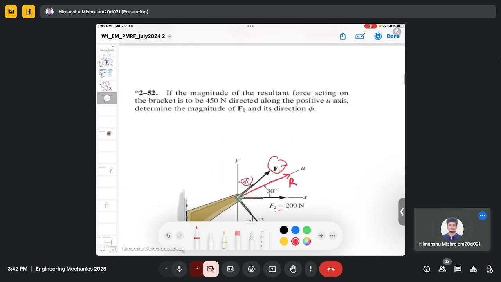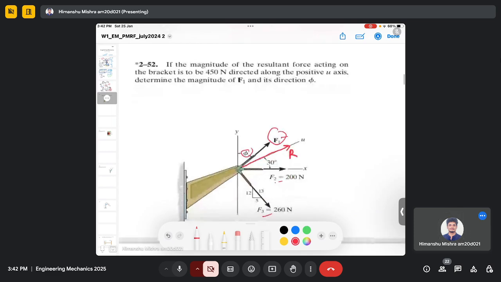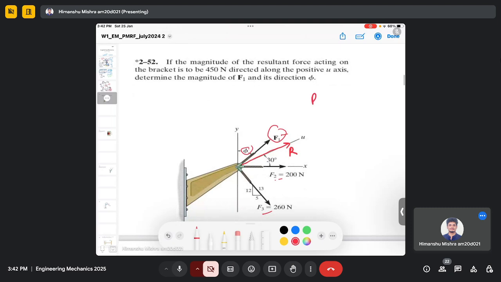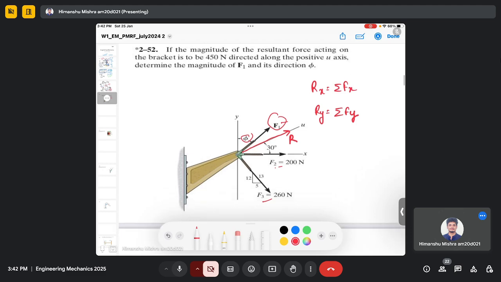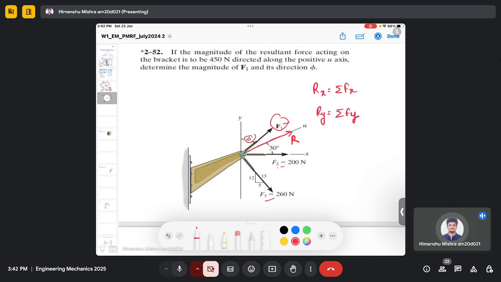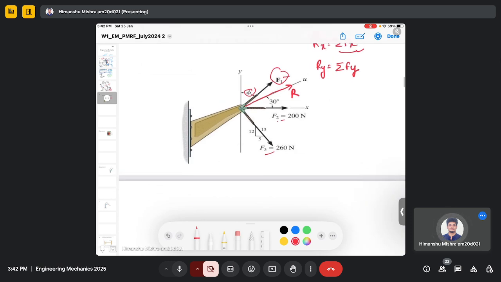So what we have learned until now is that the resultant force in the x direction is the summation of all the forces in the x direction. Similarly, the resultant force in the y direction is the summation of all the forces in the y direction. So in order to calculate Rx and Ry, we need to define all the forces in the x direction as well as in the y direction. So let's consider force F1 here.